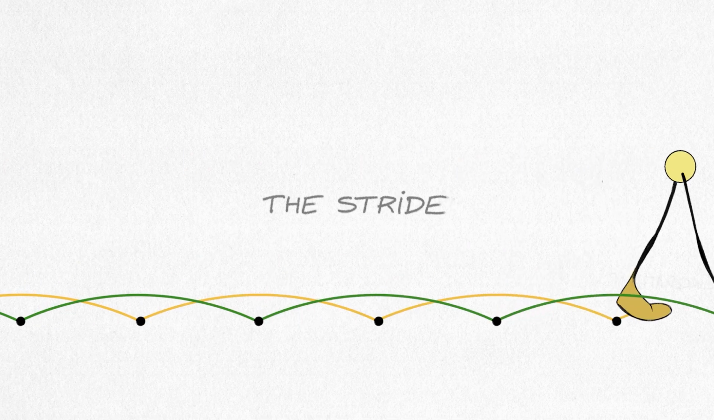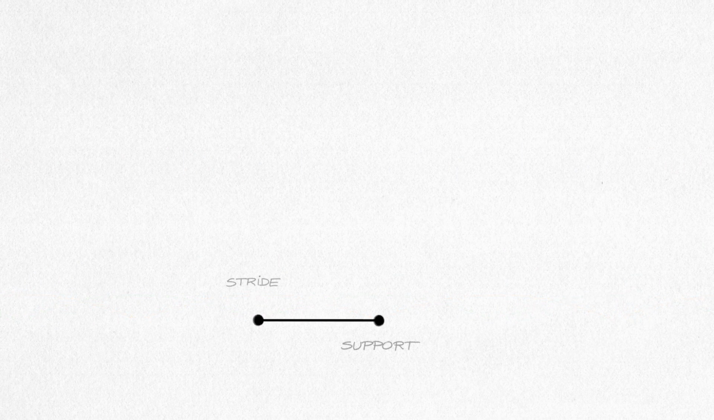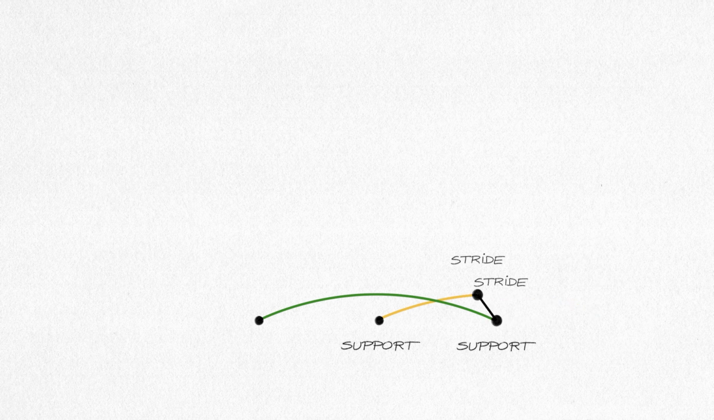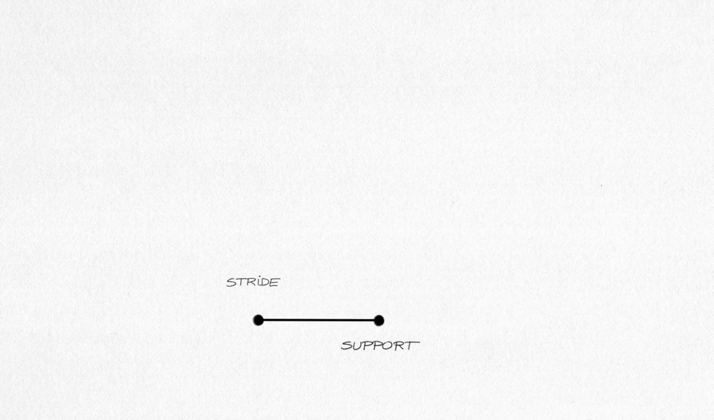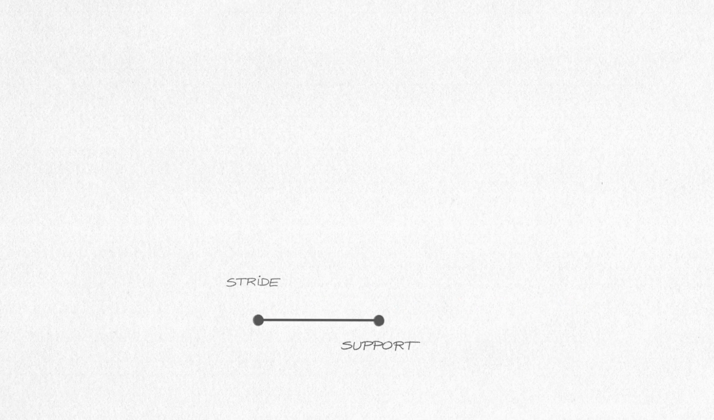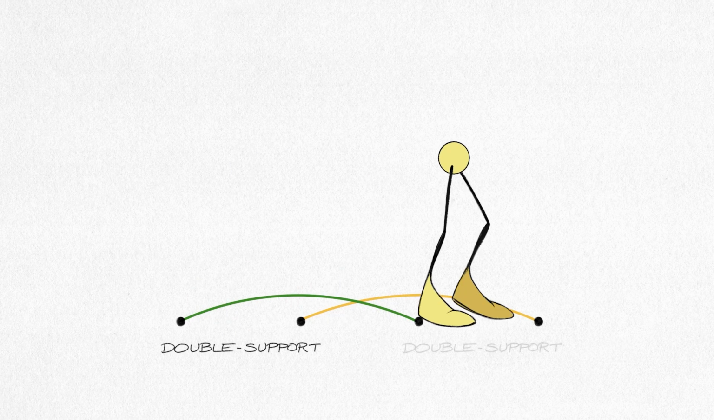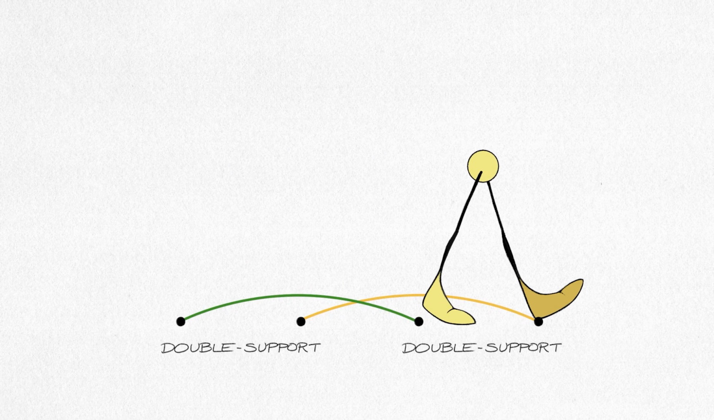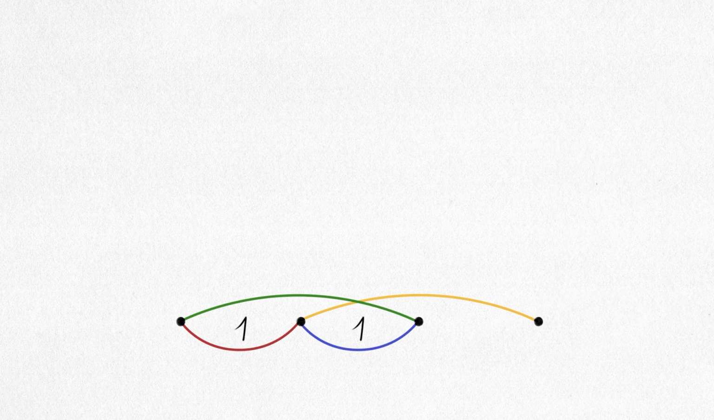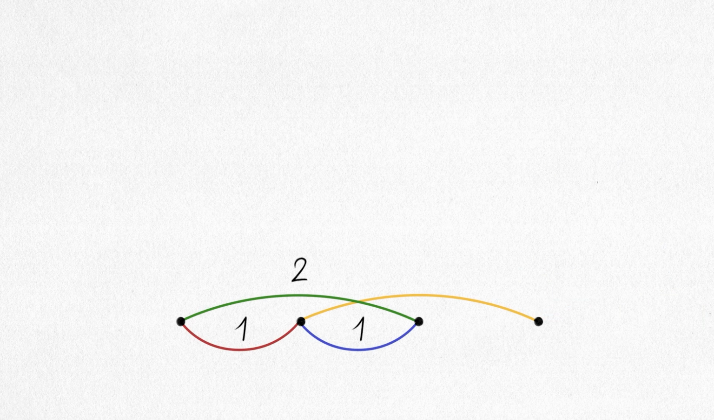The stride is the foot's movement from one support to the next when walking. Stride poses for one foot correspond to support poses for the other foot. When walking, the stride begins with double support and ends with another double support. Since each accounts for one step, the stride covers 2.